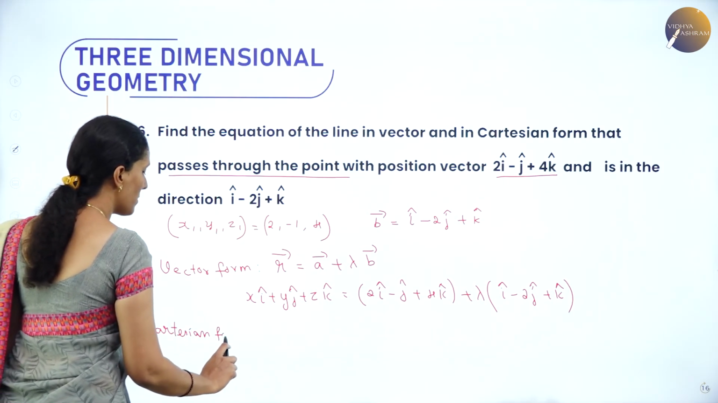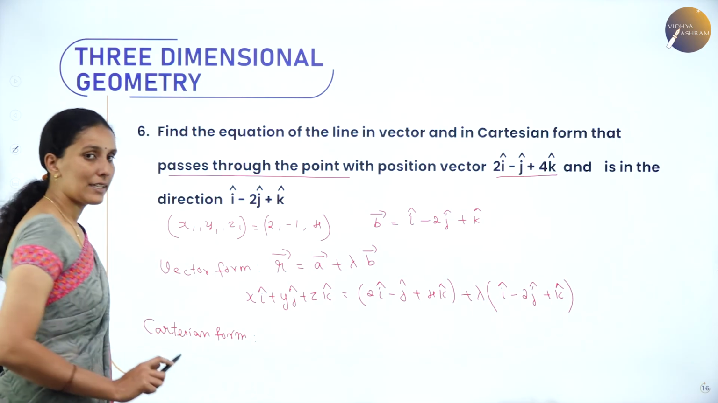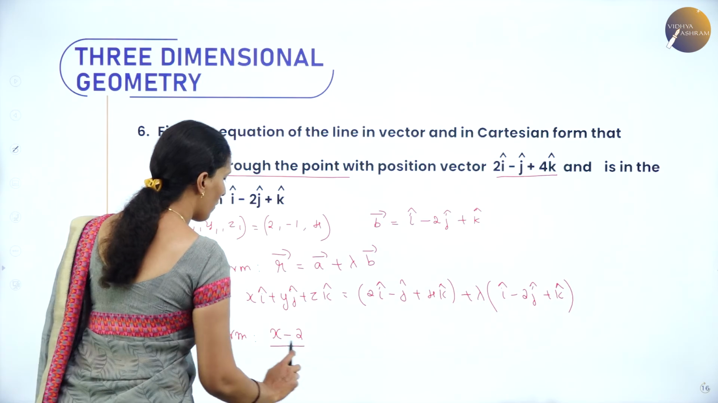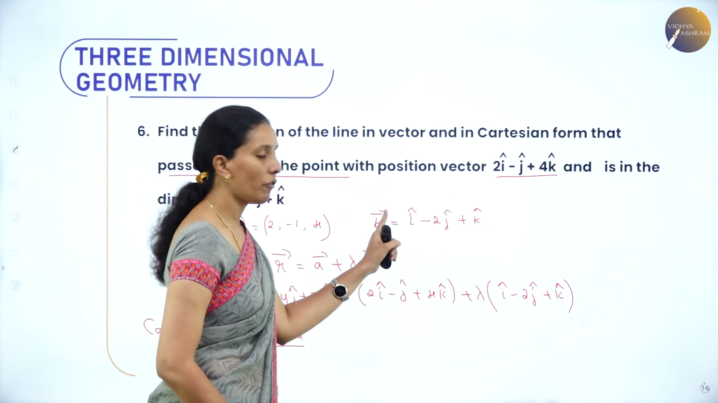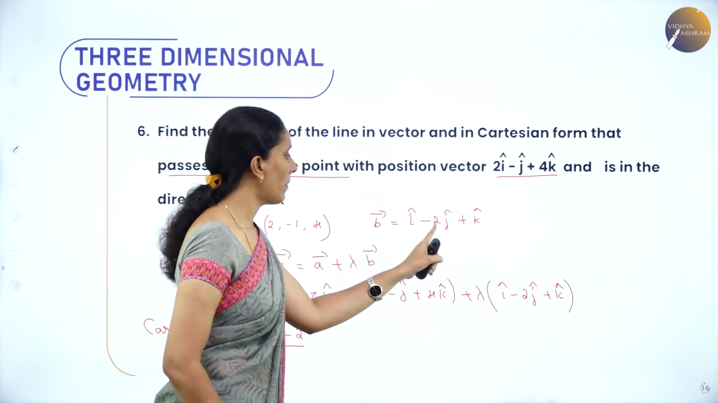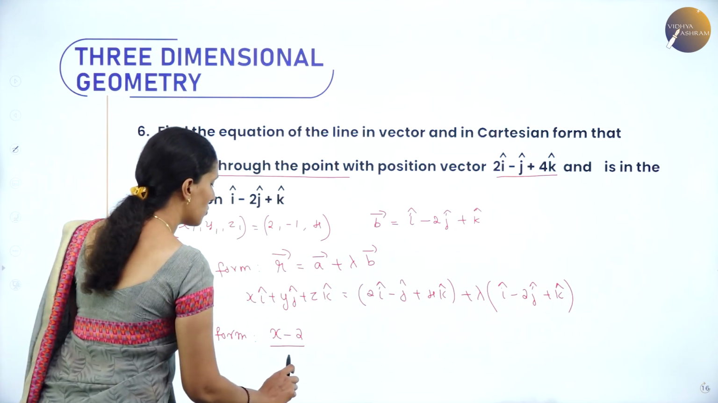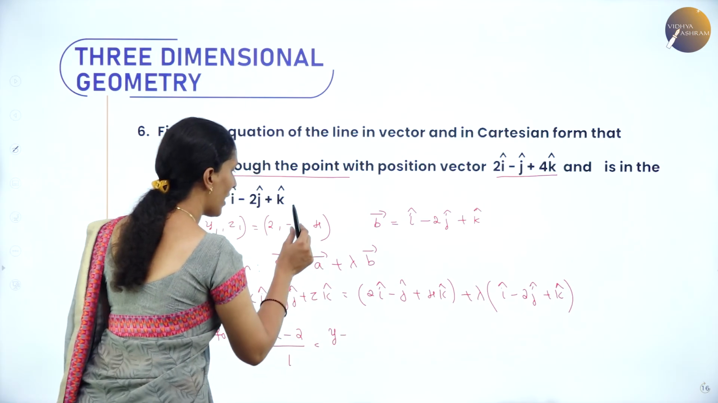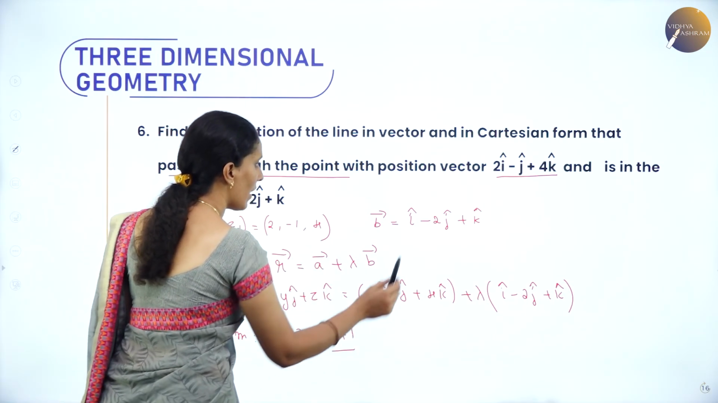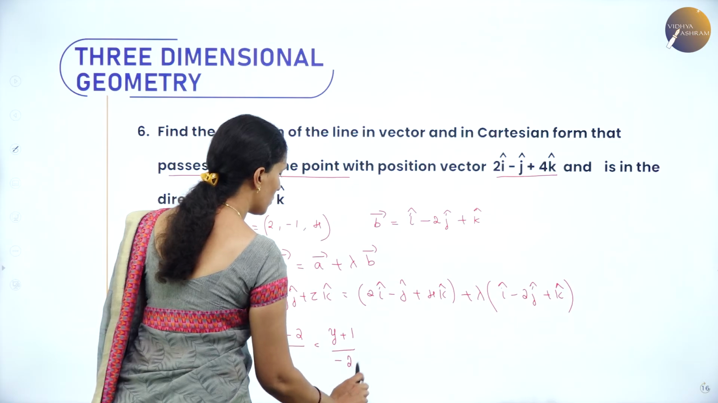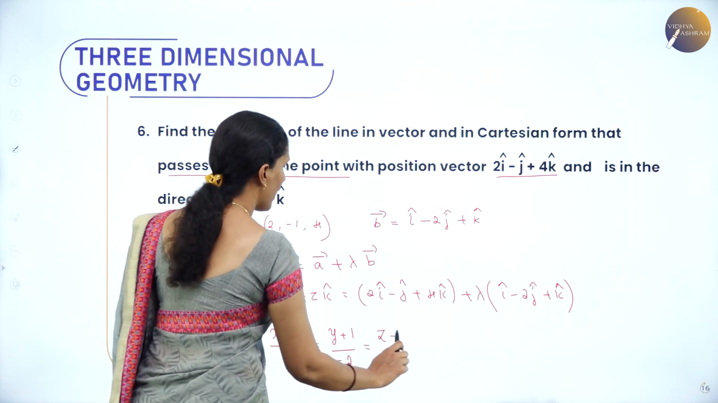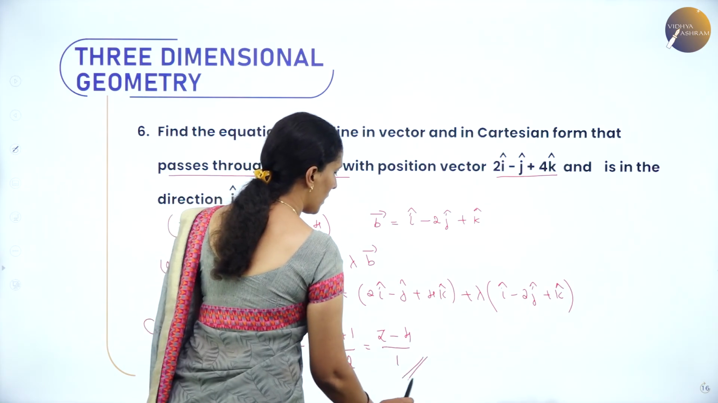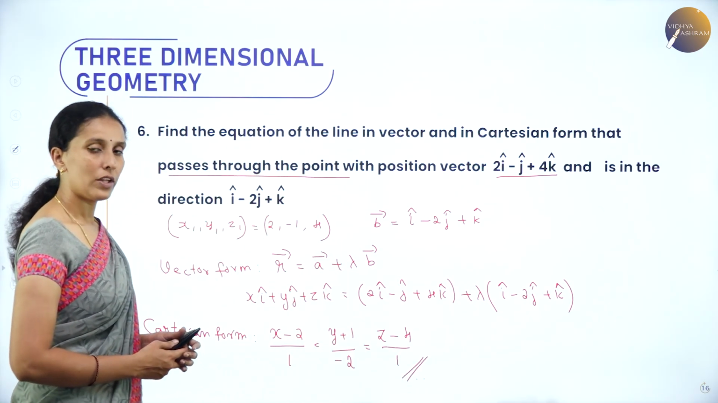Here we are going to write the Cartesian form. So Cartesian form is x minus x1 by a; we know x1, y1, z1, so x minus 2 by a. What is a? The direction ratios of vector b. What are those? 1, minus 2 and 1. So it is x minus 2 by 1. Next we have y minus of minus 1, which becomes y plus 1, divided by direction ratio minus 2. Next we have z minus 4 divided by 1. So this is the Cartesian form of the given line.